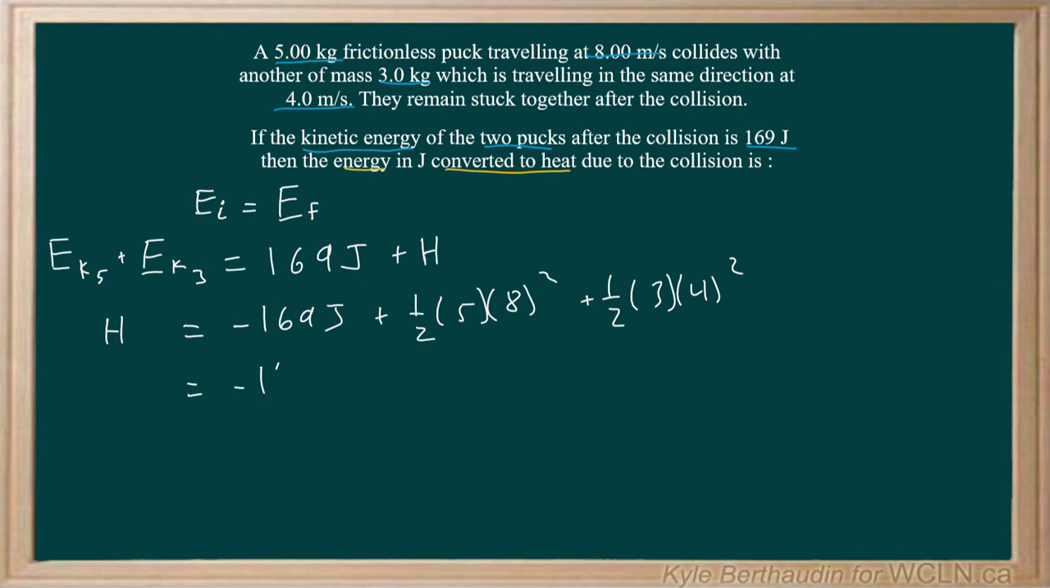So we've got negative 169, and then we have plus 160, which is what that one turns out to be, and then plus 24. And add all of these up, and we find that the energy converted to heat is equal to 15 joules.